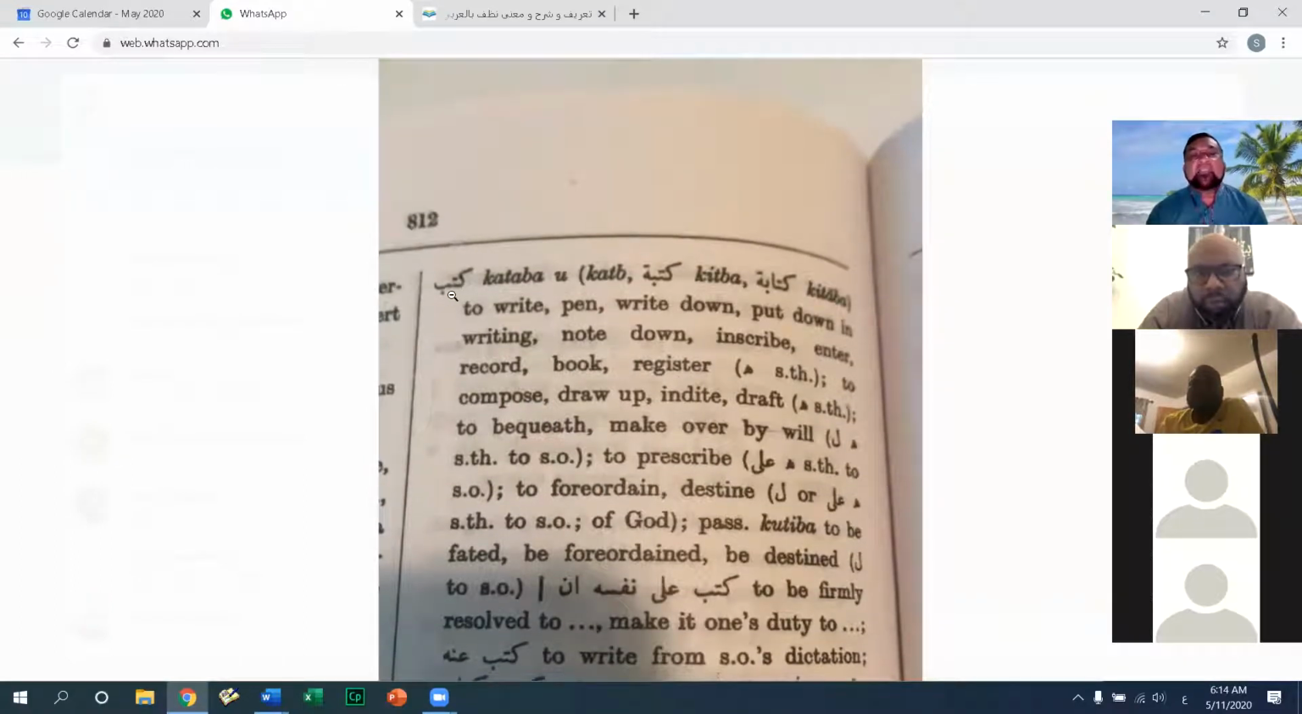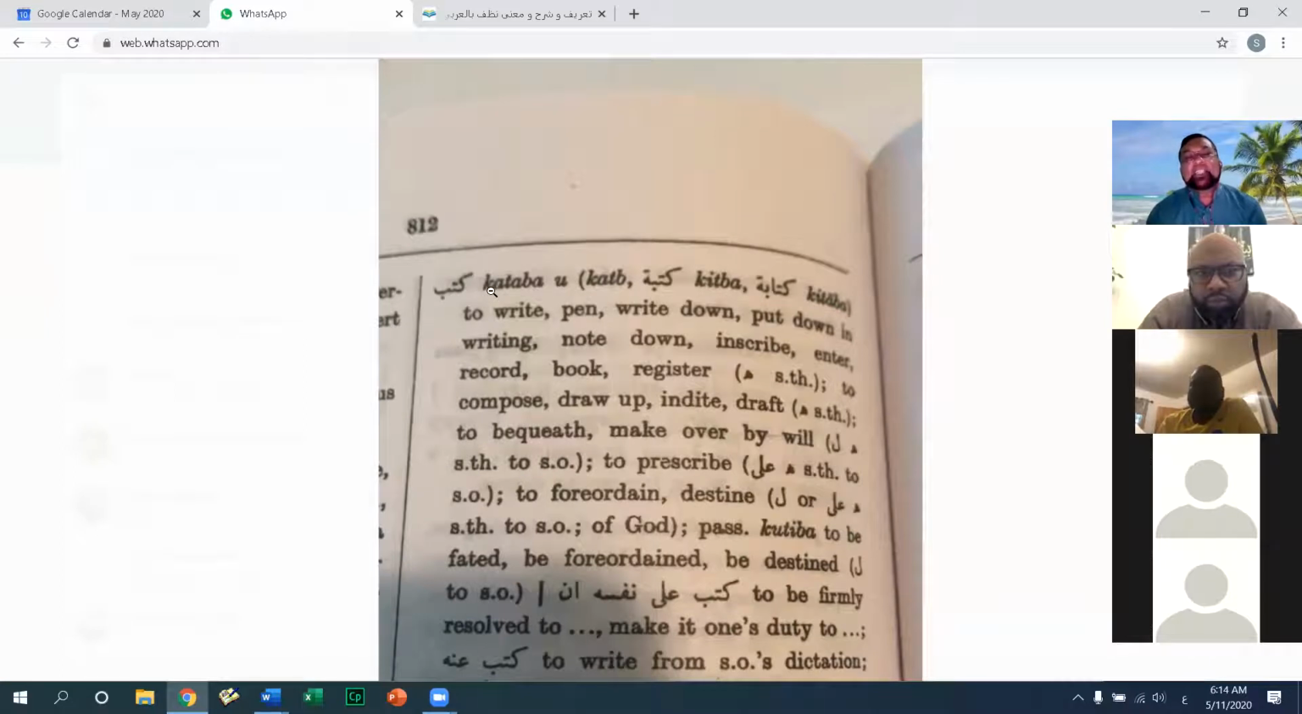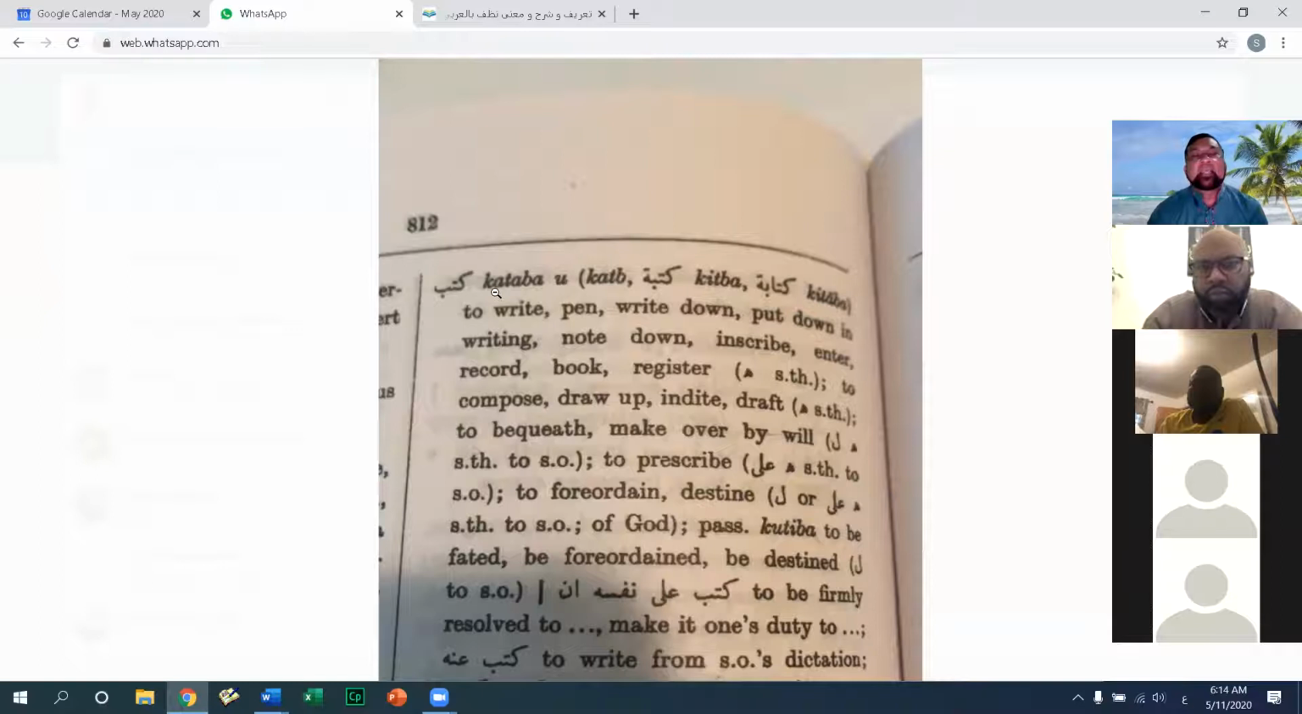So they put kaf, ta, and ba, and then he would actually write in, this by the way was done by a German guy very long ago. I actually used this dictionary when I was studying Arabic language in the 80s. So this book is old. I got this book in 1981 when I started learning Arabic.